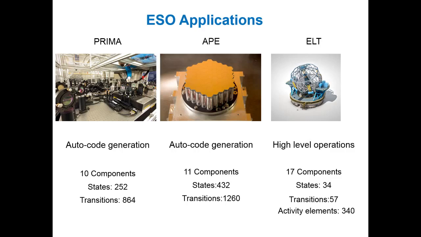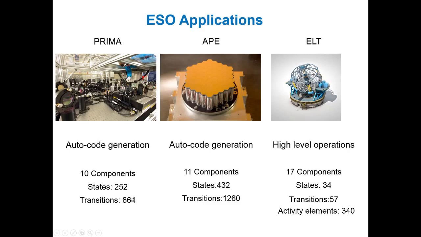So application-wise, I've used the Cameo Simulation Toolkit in various instances. Back at ESO, there were 3 major applications: Prima, Ape, and the extremely large telescope. So you notice that the number of components that these models have is about the same, but it differs very much in states and transitions. So for high-level operations of the ELT, where I used to be the control system architect, you have very few states, very few transitions, but on the other ones, on Prima, for example, you have a lot of states and a lot of transitions.